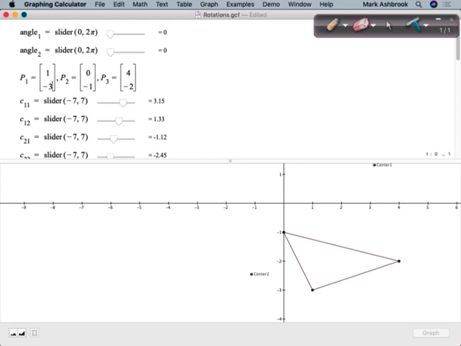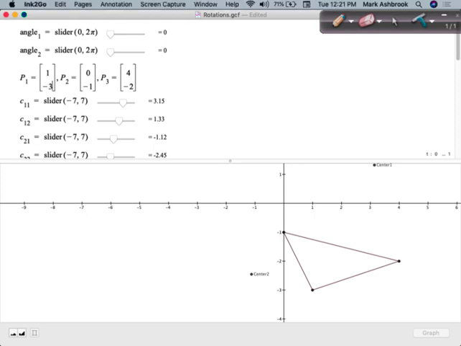Okay, this is the rotations GC file that you're going to make. There are two angle sliders, and these points are for each vertex of the triangle, so those are changeable. And then these are for the x and y coordinates of the centers of rotation.